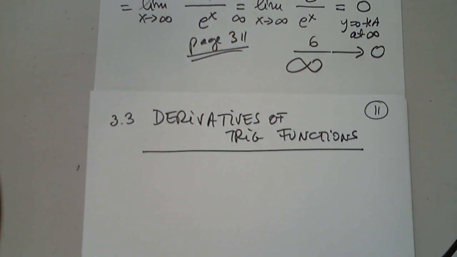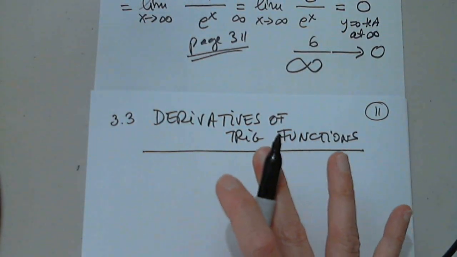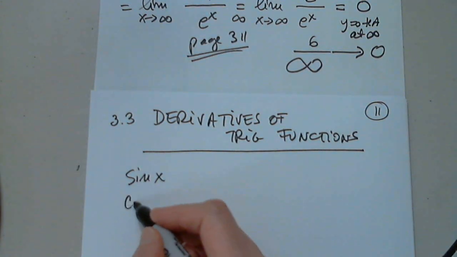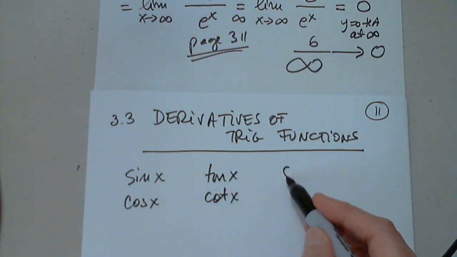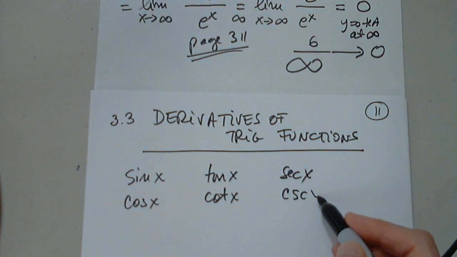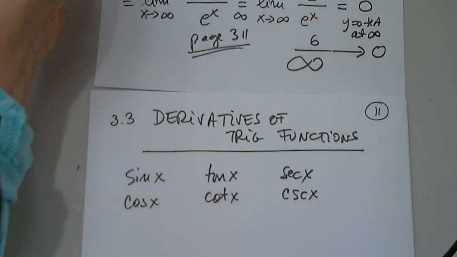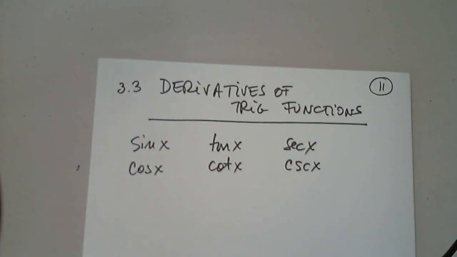So as you know, we have 6 trig functions and their inverses. But for now, we're going to look at just the functions: sine x, cosine x, tangent x, cotangent x, secant x, and cosecant x. And yes, their inverses too, but for now we're looking at these 6. When we get to the inverses, we are going to mainly look at 3 of them.